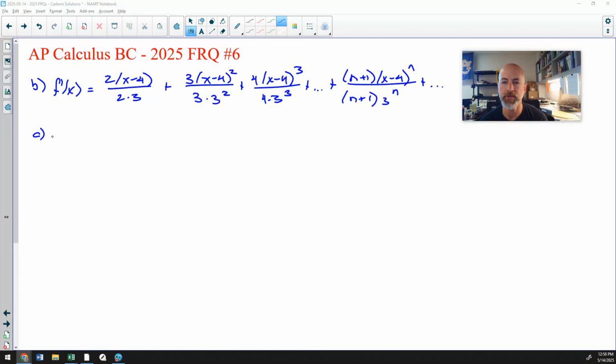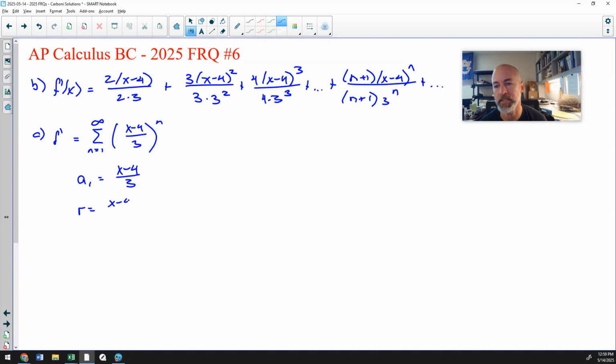Okay, so f prime is going to be the series, and I just think better seeing it like this: n equals 1 to infinity of, oh, this is nice because those n plus 1s cancel. (x - 4) over 3 to the n power. And when n is 1, my first term, I can actually look up there for it, is going to be (x - 4)/3. And my ratio is also (x - 4)/3.